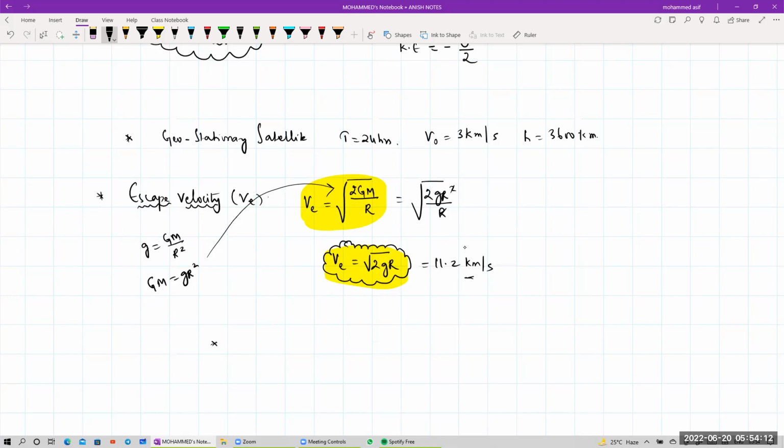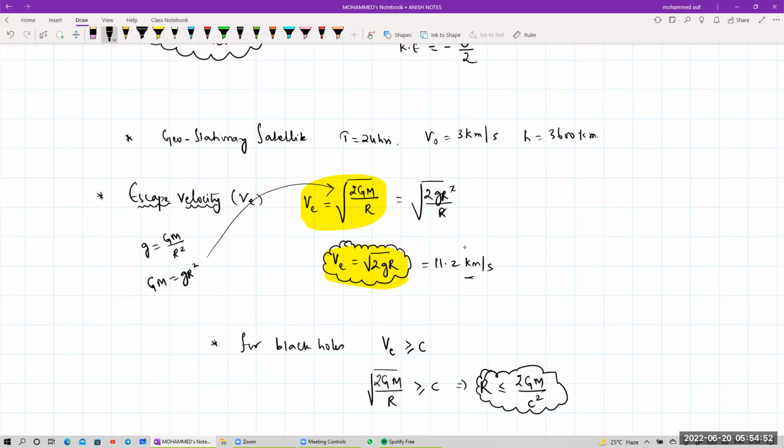Now see, for black holes, this is an NCERT point. Escape velocity will be greater than or equal to the speed of light. That is the condition for black holes. That means under root of 2 times capital G, capital M divided by R is greater than or equal to C. So I can write capital R is less than or equal to 2 times capital G, capital M divided by C square. This will be the formula for the radius of the black hole.